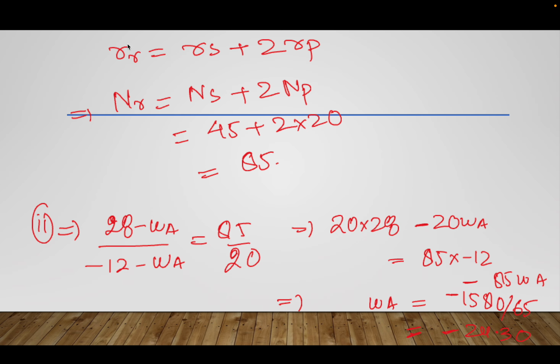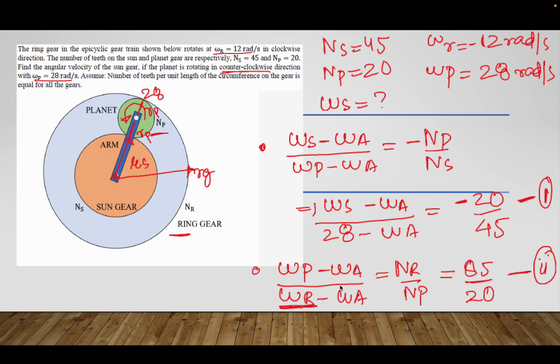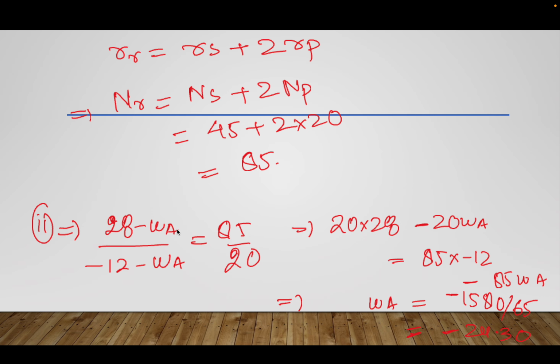And here NR is actually not given, so I had just substituted it from the next slide. So we can write R, basically the radius of the ring gear, is equal to the radius of the sun gear plus twice the radius of the planet gear, and since they are proportional, the equation comes out to be this, and from here we get the value of the number of teeth in the ring gear, 85, which I have substituted here. When you solve this, you can see clearly only omega A is the missing variable. So you can calculate the value of omega A from here, then substitute that value in equation 1 and solve for omega S.